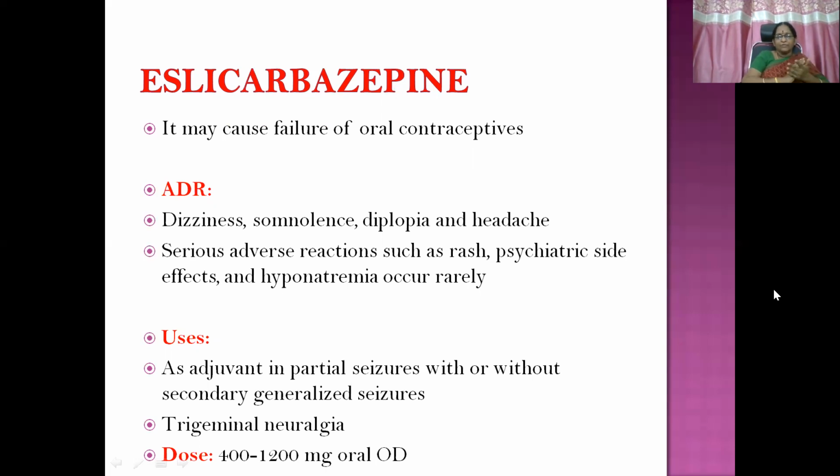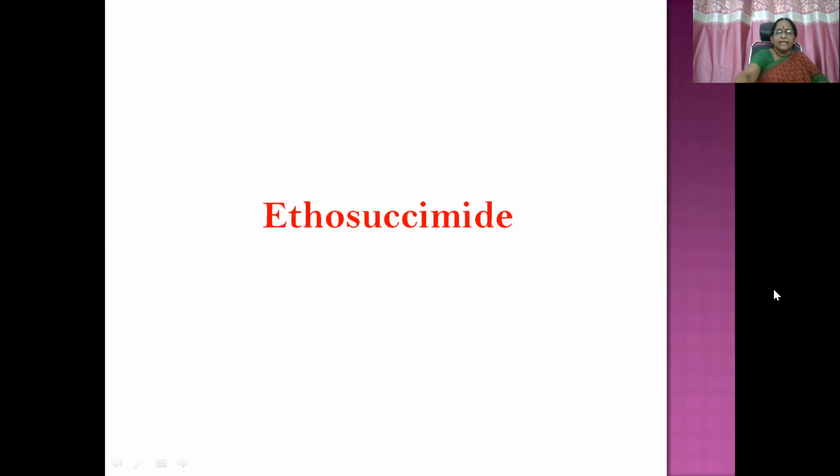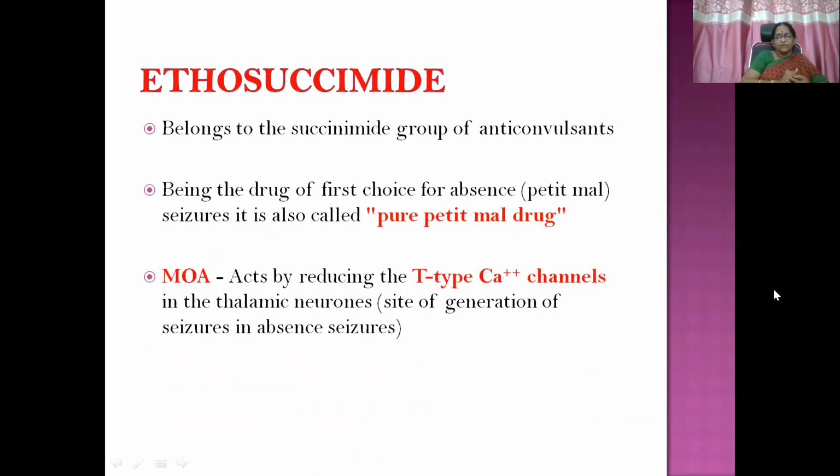Same. Carbamazepine, oxcarbazepine, eslicarbazepine, all are used in trigeminal neuralgia. Here the dose is 400 to 1200 mg, oral only. Then ethosuximide. So we have finished phenytoin, phenobarbital, carbamazepine and its derivatives. Now comes ethosuximide. This belongs to the succinimide group of anticonvulsants.